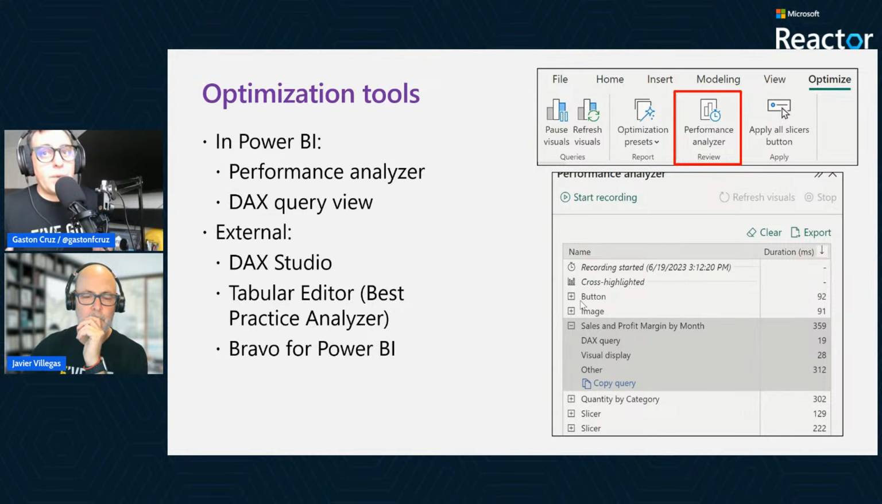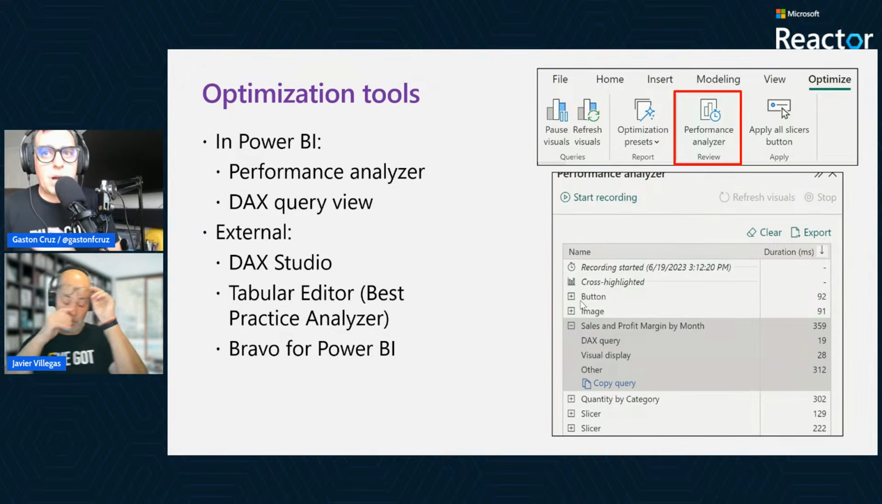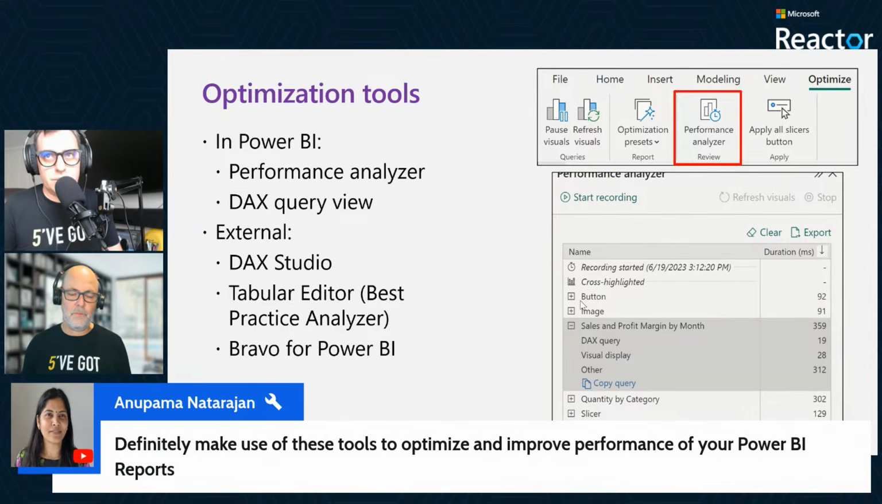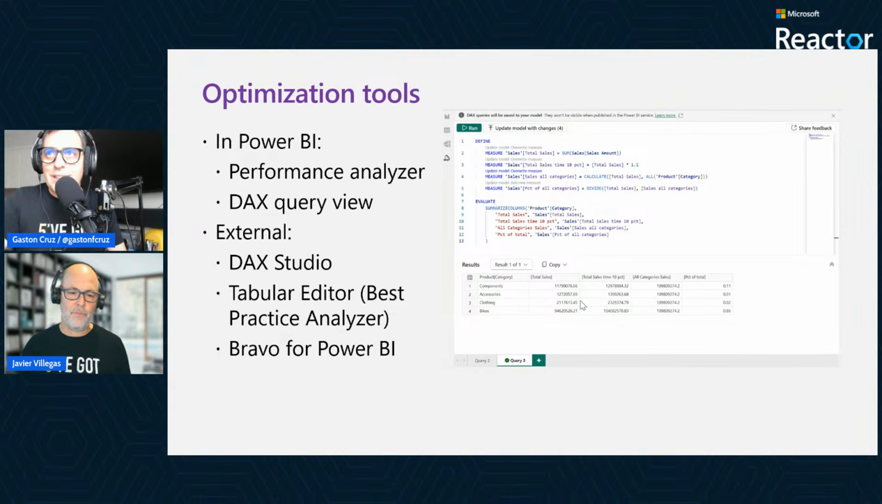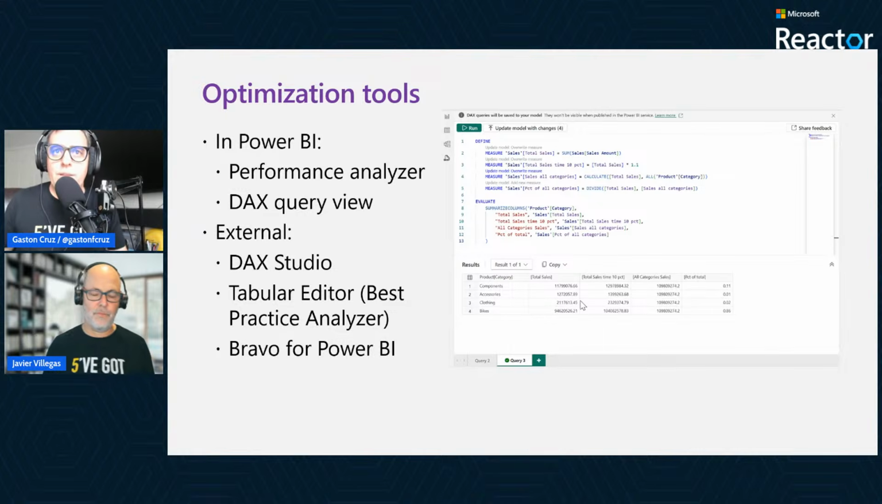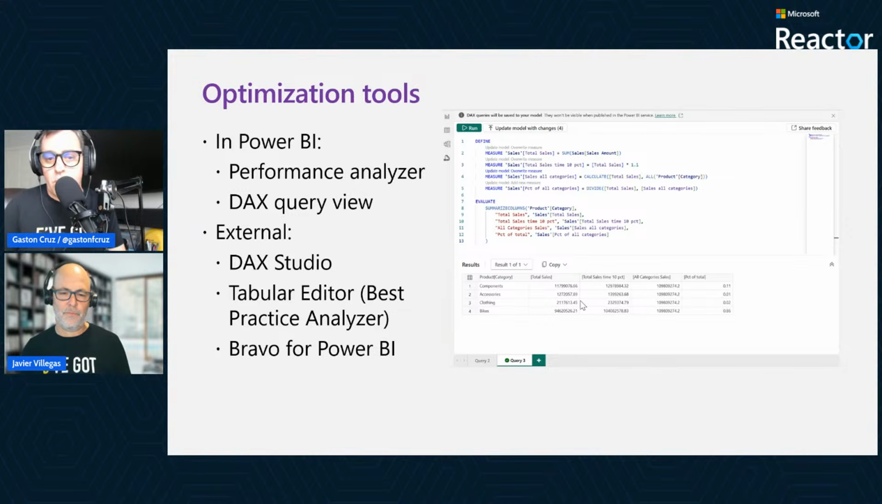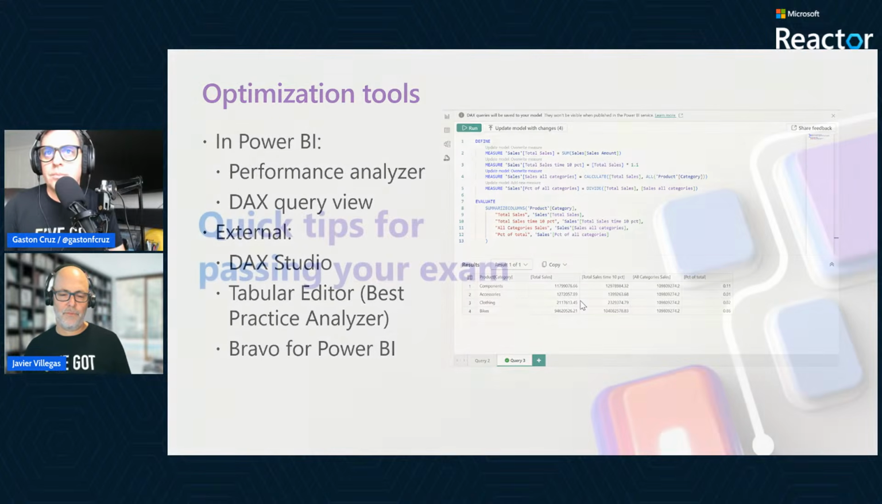And you can have a bunch of external tools like DAX Studio, which is amazing. Tabular Editor with Best Practice Analyzer, Bravo for Power BI, all of them are really great tools to enhance the experience and to improve the performance overall of your semantic models. As you can see here, some of the optimization tools in place. In this case, we are using all the definitions of the measures, and you can improve with this experience overall your performance within your semantic models.